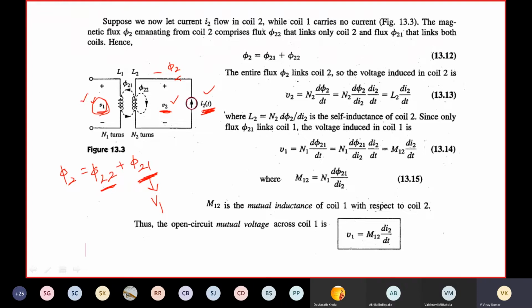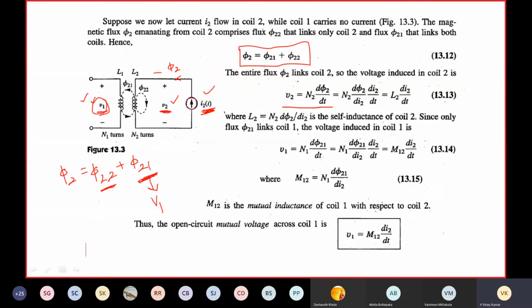V1 is called mutual induced EMF. This is the EMF which is induced across coil 1 because of the current flowing through coil 2. That's why it's called mutual induced EMF. So V1 is mutual induced EMF, V2 is self-induced EMF. Total flux is, right? Phi 2 is equal to phi 2 1 plus phi 2 2. That is the total flux.